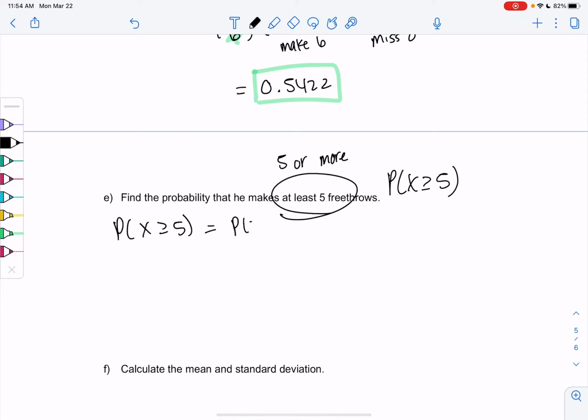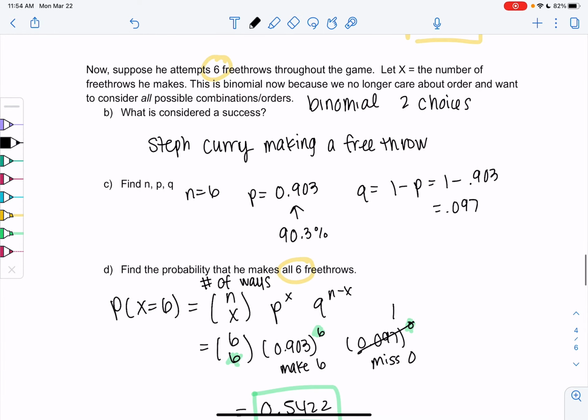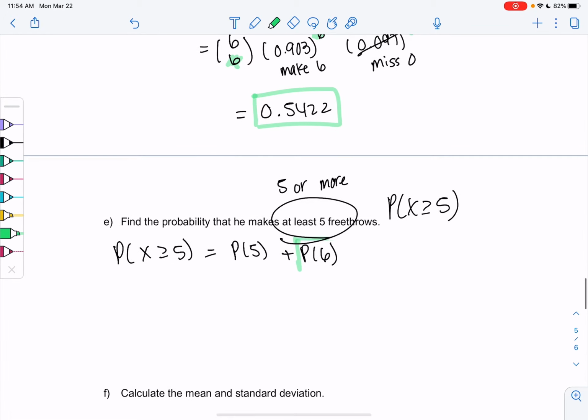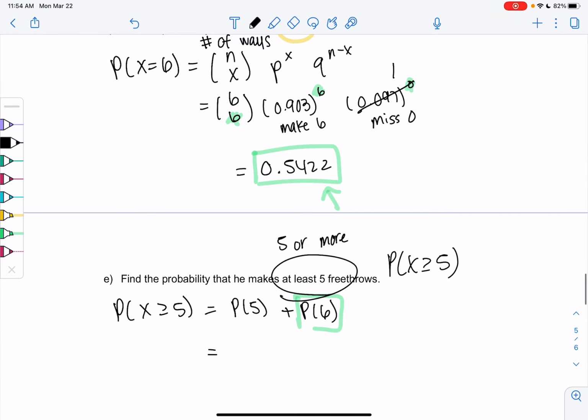So that means we have to find the probability of 5 or 6. And again, we stop at 6 because there's only 6 attempts. If he was going for 7 or 8, we'd keep going. We already found the probability of 6. That was above. So the probability of 5 we can find using the same formula. So n choose x. Now instead of 6 choose 6, it's 6 choose 5. It'll be 0.903 to the 5th power and 0.097 to the 1st power.